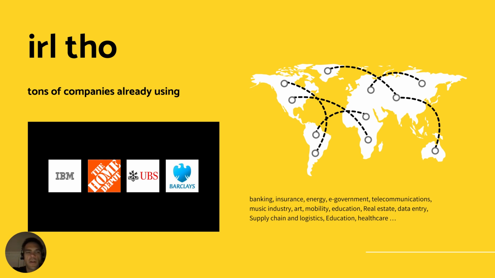In the article that I wrote on my blog, there is a link to an article from Chainlink where there's over 70 use case scenarios of how blockchain and smart contracts could go into place.